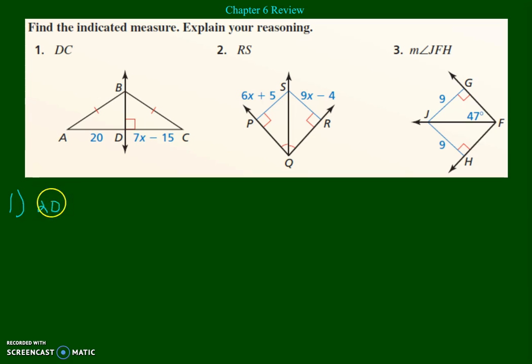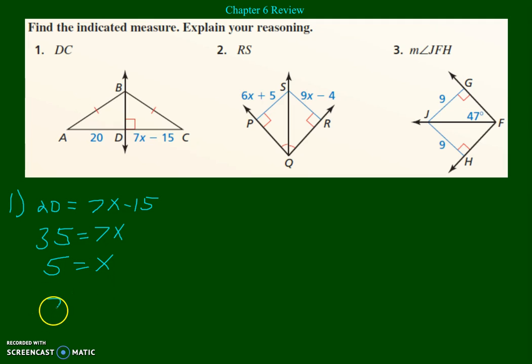So 20 equals 7x minus 15. We will add 15, 35 equals 7x, divide by 7, 5 equals x. We take that value and we substitute it in here. We don't really even have to do that, but we're going to do it as a cross check because we want to make sure that this side equals 20.